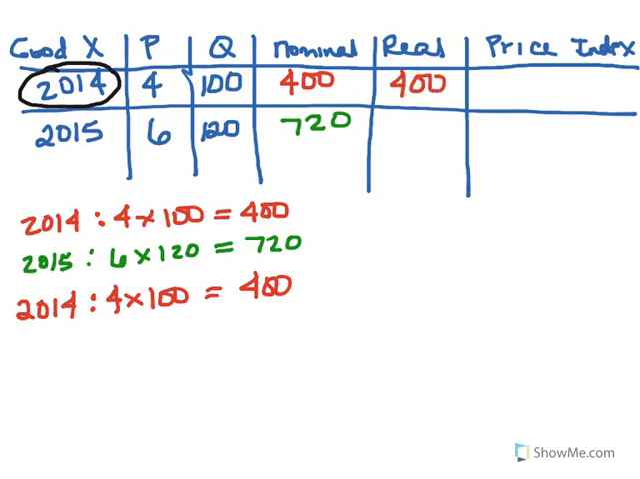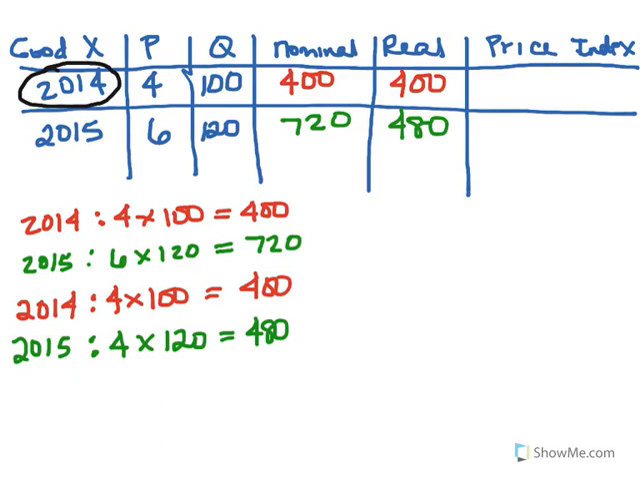But of course, to do the real GDP for 2015, we use the price level of the base year, which was $4, and multiply it by the quantity of output that we produced in 2015, which was 120. So in other words, the real GDP for 2015 would be equivalent to 480. So again, very, very different than the number that we came up with for nominal GDP when we're adjusting for inflation.